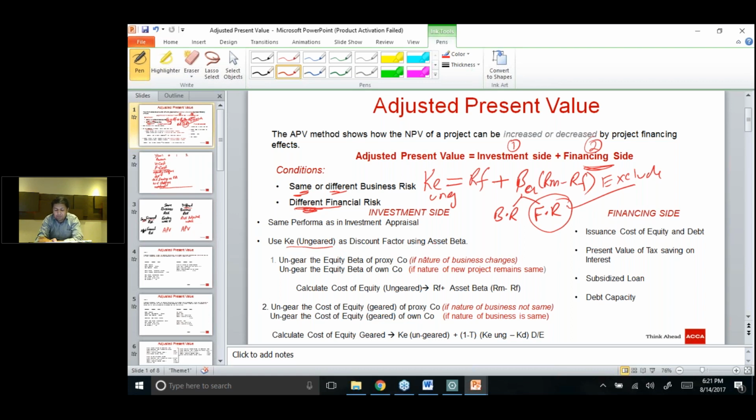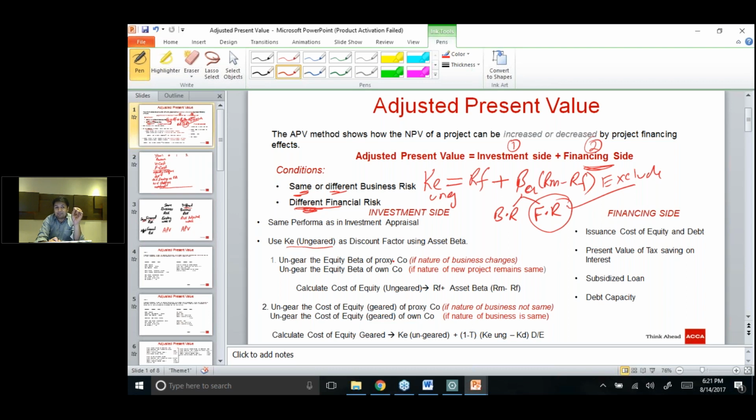Just try to learn from the question whether the nature of business is the same or it changes. If the nature of business changes, then there will be a proxy company. Try to ungear the equity beta of the proxy company, because we know from the basics that there will always be a beta, that is beta equity.